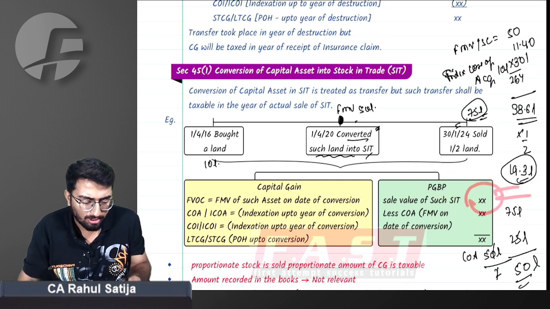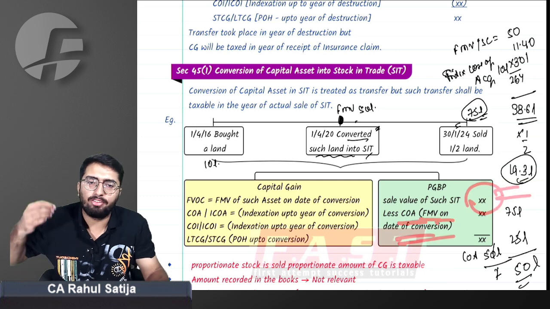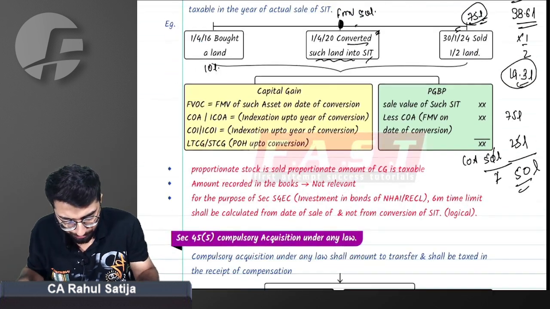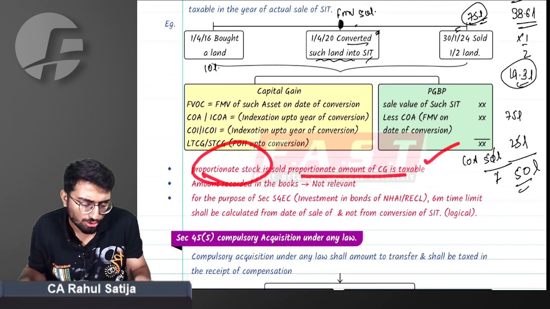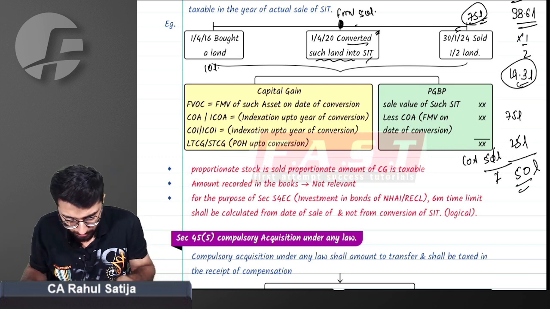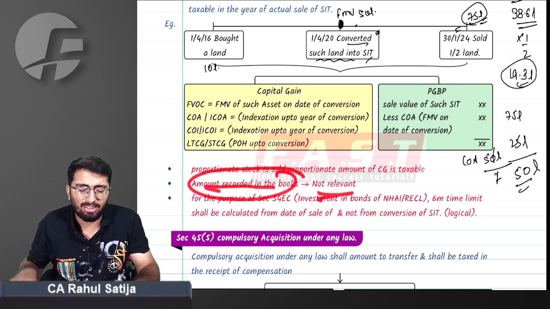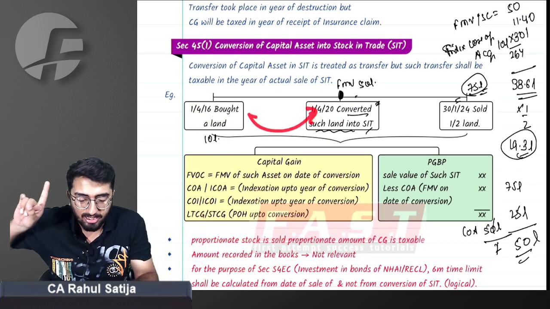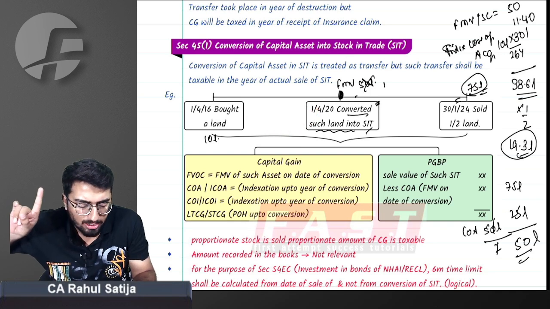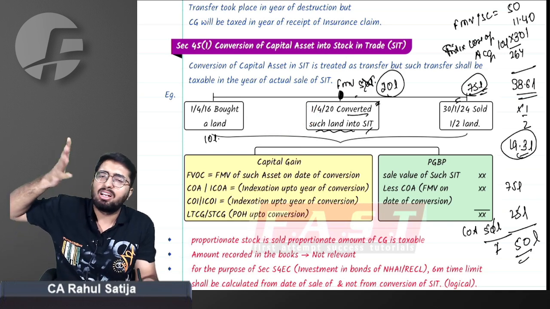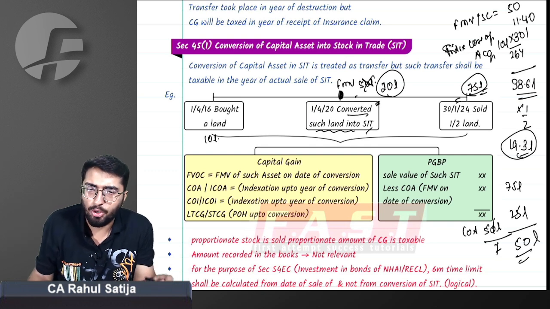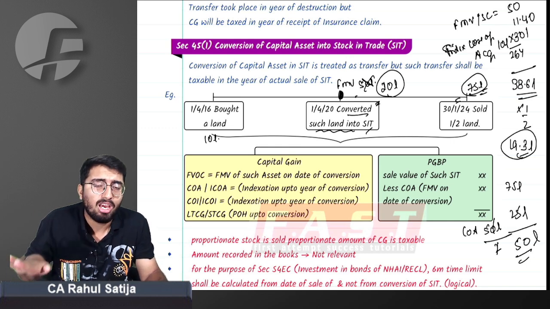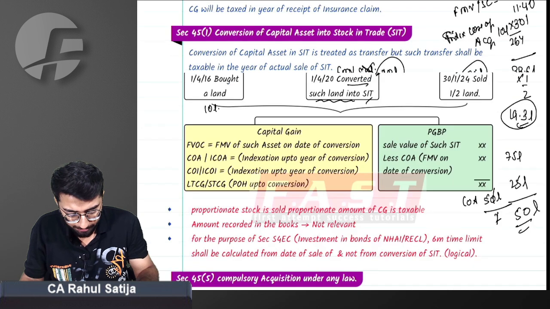You have to consider sale value of such stock in trade and cost of acquisition as fair value on the date of conversion. You have to proportionate the amount of cost of acquisition based on FMV on the date of the conversion. If proportionate stock is sold, then proportionate amount of capital gain is taxable. This is very simple. Amount recorded in books of accounts is not relevant. What if property was bought at 10 lakh rupees and it was converted, and in books of accounts the FMV was recorded as 20 lakh rupees? Is it relevant anywhere? No, it is not relevant in any sense. You have to look at the actual FMV, fair market value of such property, and based on such FMV you will be taxed on the capital gain accordingly.